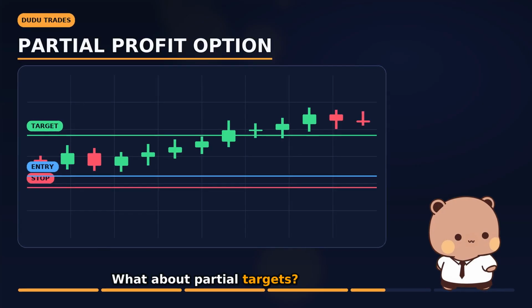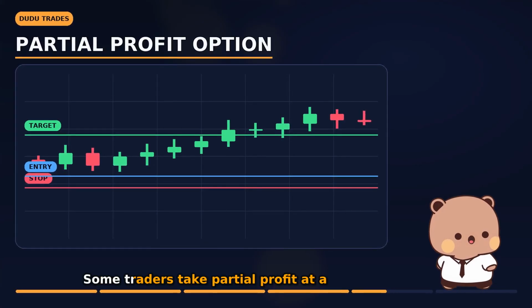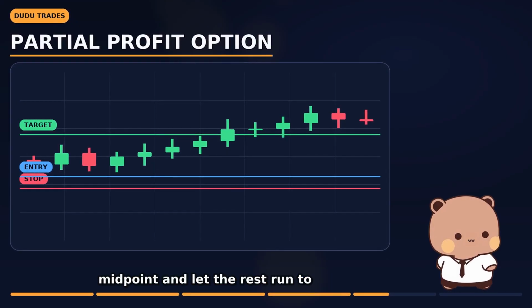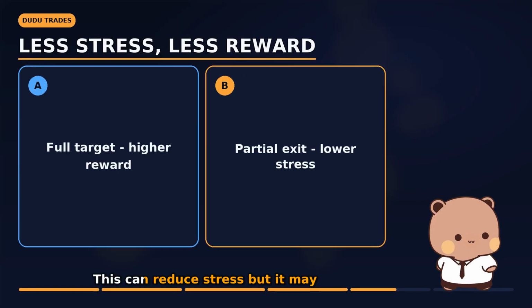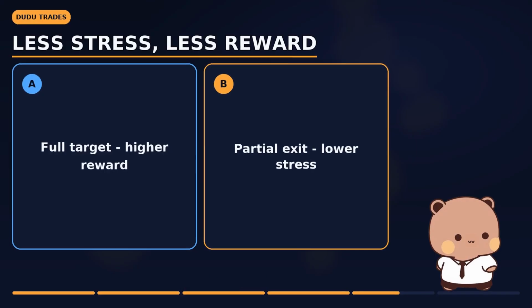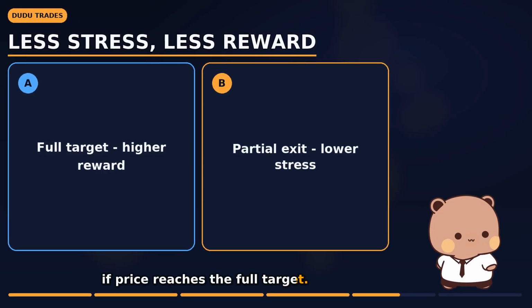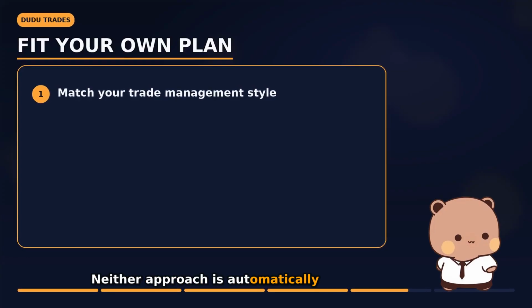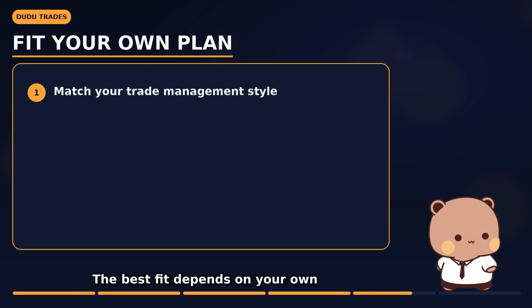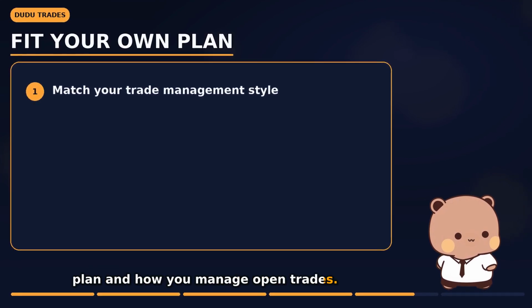What about partial targets? Some traders take partial profit at a midpoint and let the rest run to the full target. This can reduce stress, but it may also reduce the overall reward if price reaches the full target. Neither approach is automatically better. The best fit depends on your own plan and how you manage open trades.